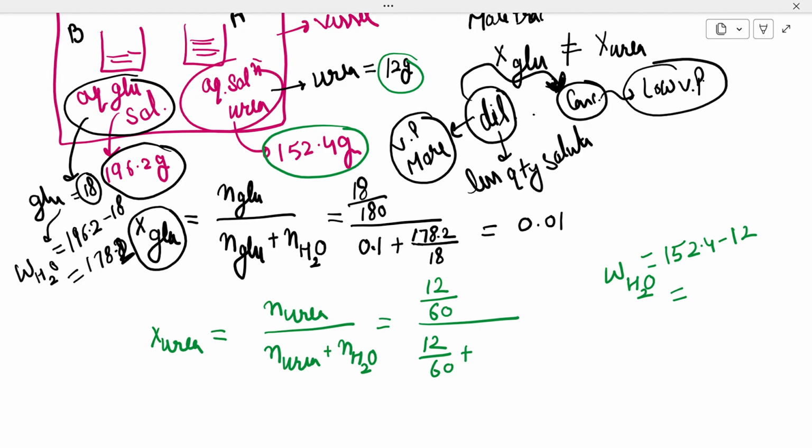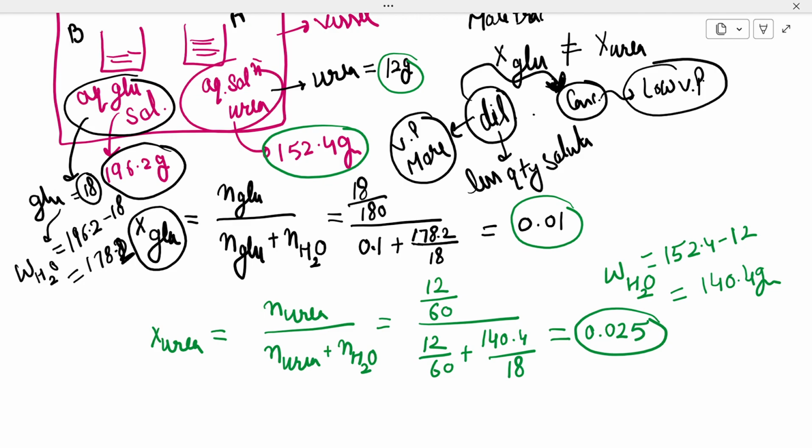So solution 152.4 minus solute 12. So the mass of solvent, or mass of water, we will get is 140.4 gram. So that is actually the mass of water in the urea solution. So it's 140.4 divided by the molecular weight of water, that is 18. So hence we can calculate the mole fraction of urea.